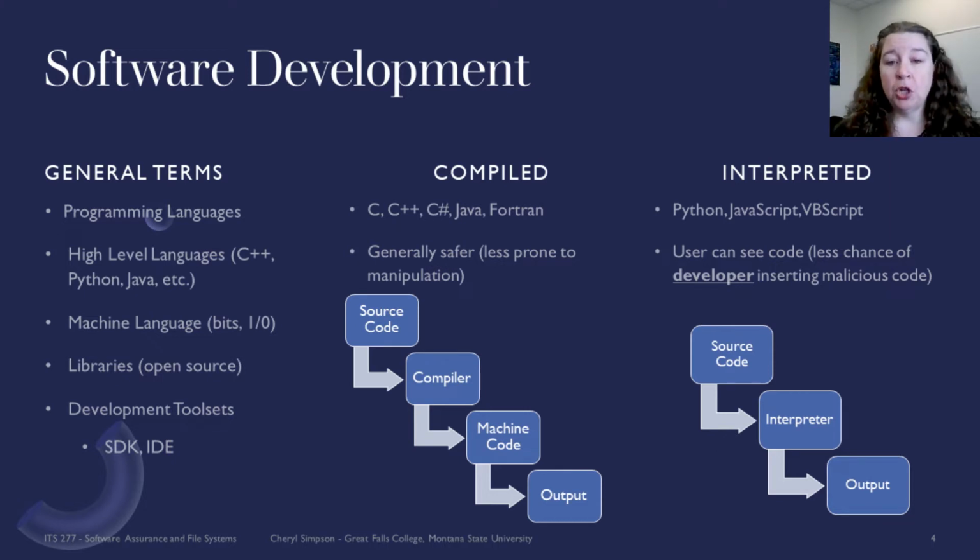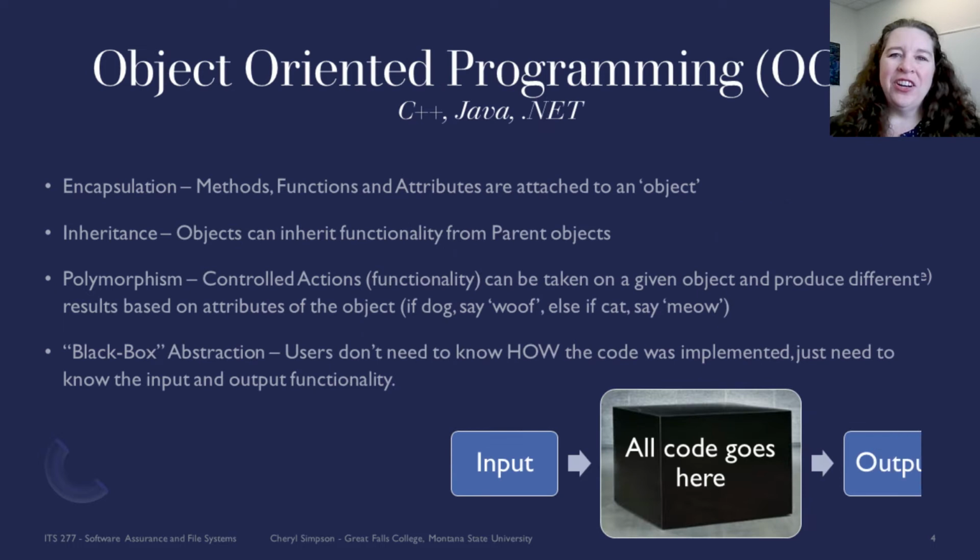Is the user going to be doing the problem, or is the developer going to be doing the problem? So the difference between an interpreted language and a compiled language is a big distinction to understand as we move forward. An interpreted language goes straight from the source code through the interpreter, converts it into machine code, and you immediately get the output. Our next section describes object-oriented programming.